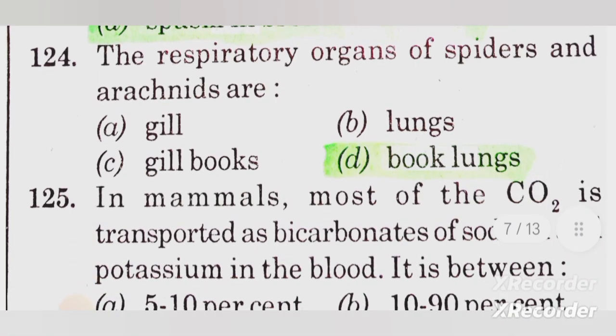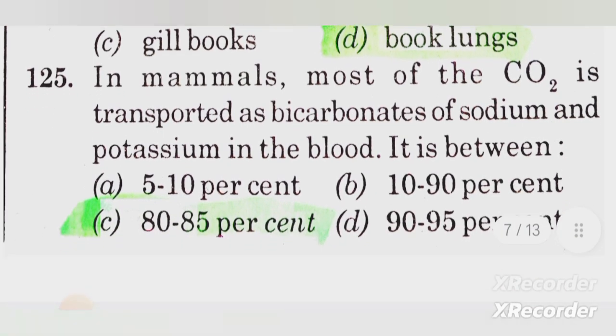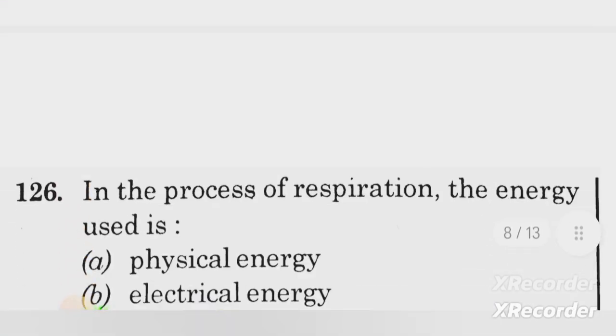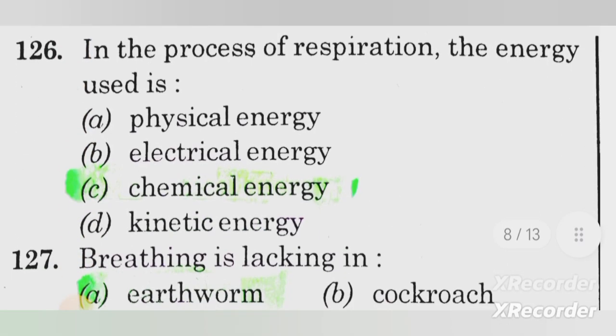124. The respiratory organs of spiders and arachnids are. Answer D. Book lungs. Next, 125. In mammals, most of the CO2 is transported as bicarbonates of sodium and potassium in the blood. It is between. Answer C. 80 to 85%. Next, 126. In the process of respiration, the energy used is. Answer C. Chemical energy.